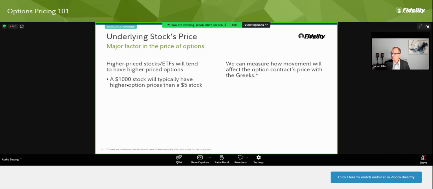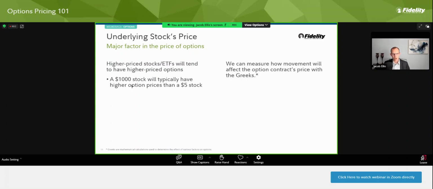It usually only moves by 0.25% per day. Whereas this $5 stock might move by 3 or 4 or 5% every day, up, down, or sideways. It may move in big swings. Those are also going to have impacts on the options price. But first, let's think about just that stock price and stock price alone.